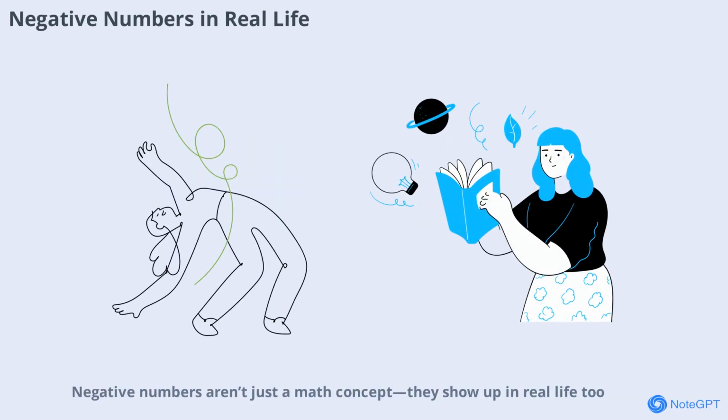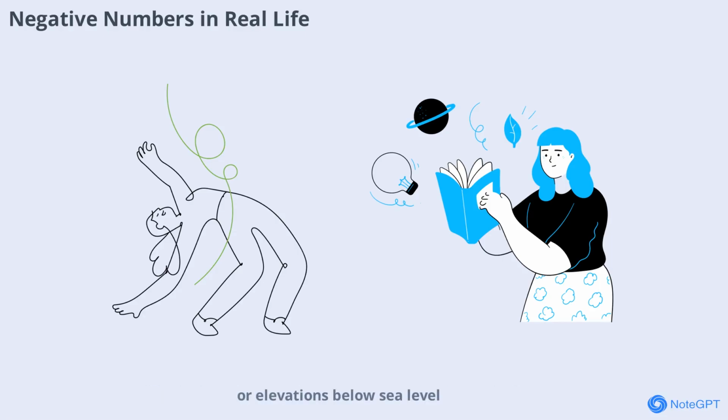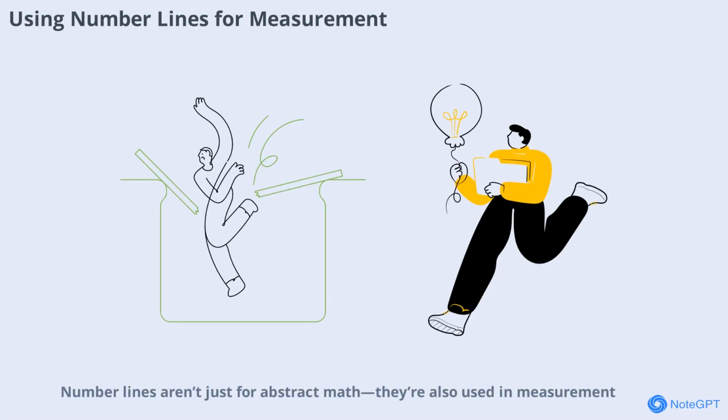Negative numbers aren't just a math concept, they show up in real life too. Think about temperatures below 0, bank overdrafts, or elevations below sea level. The number line helps us visualize these situations, making it easier to understand how negative values work and why they matter in everyday contexts.